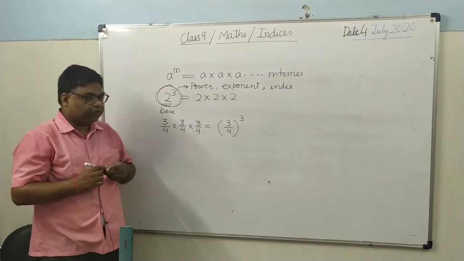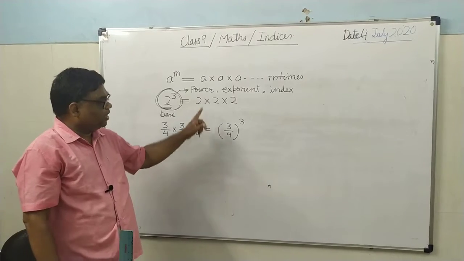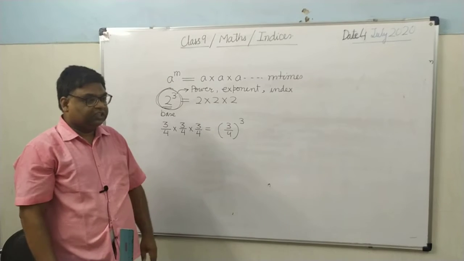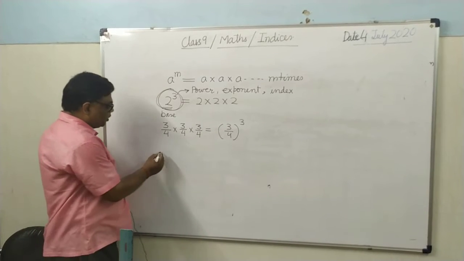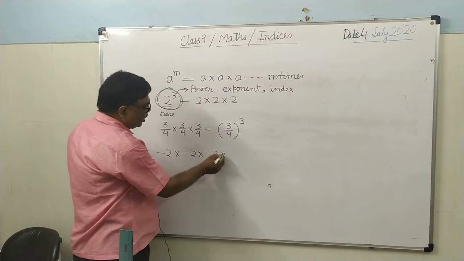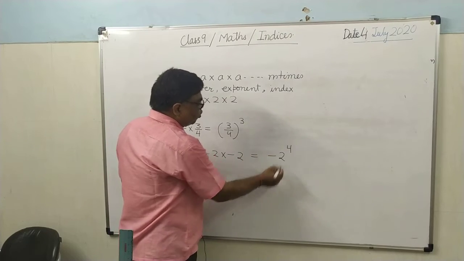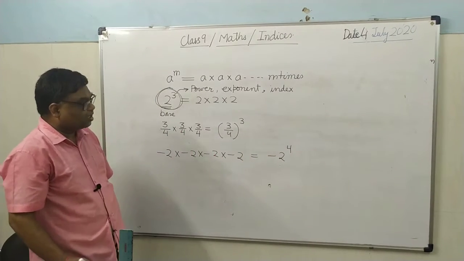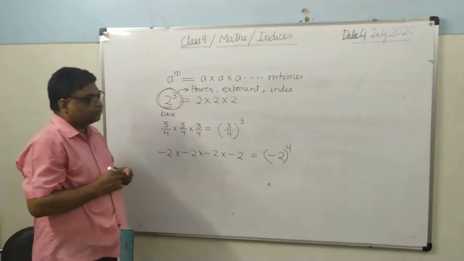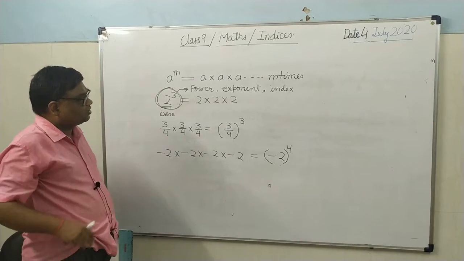All of you remember one thing: if the base is a fraction or a negative number, then it will always be written inside a small bracket. For example, minus 2 into minus 2 into minus 2 into minus 2. You will not write it as minus 2 to the power 4. That will be a wrong representation. Here it will be kept inside the pair of small brackets. These things I told in yesterday's lecture.